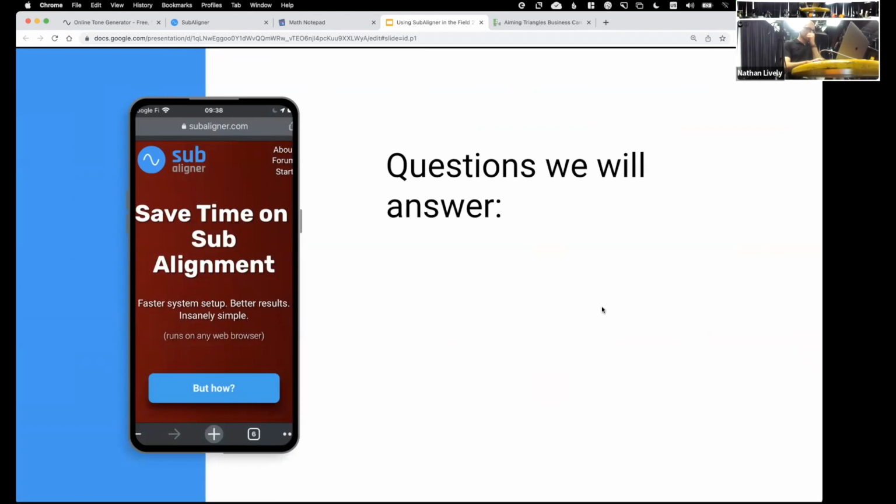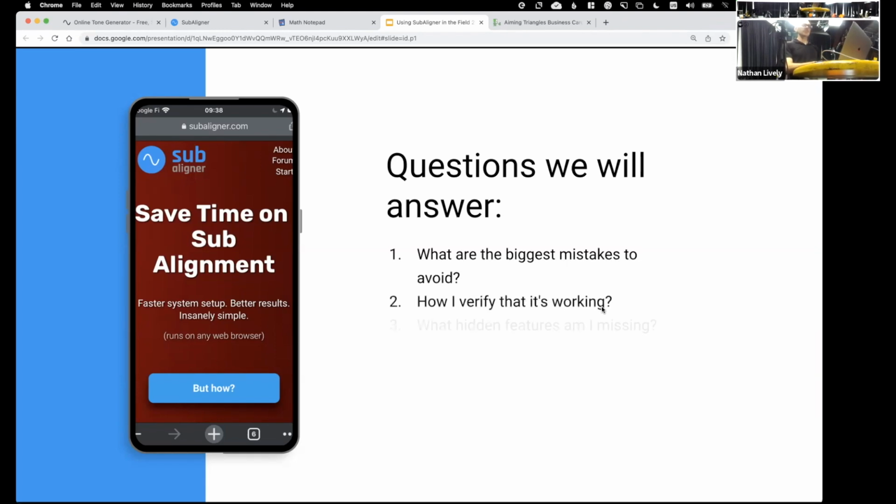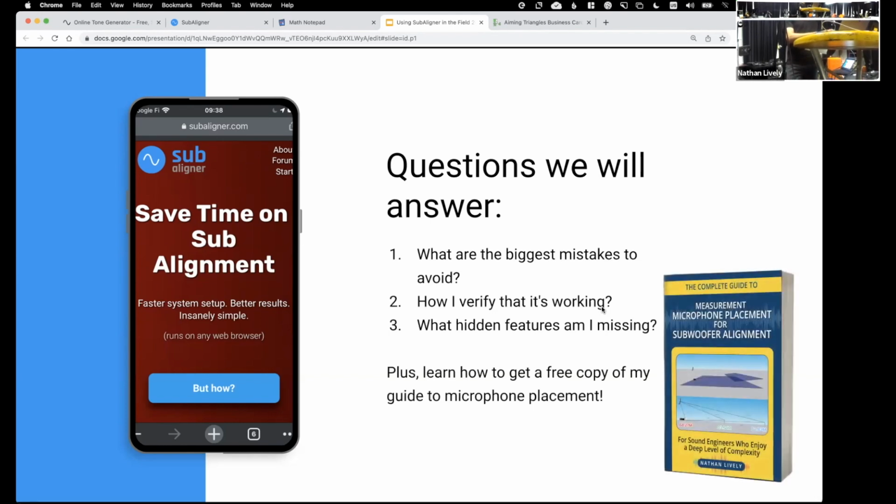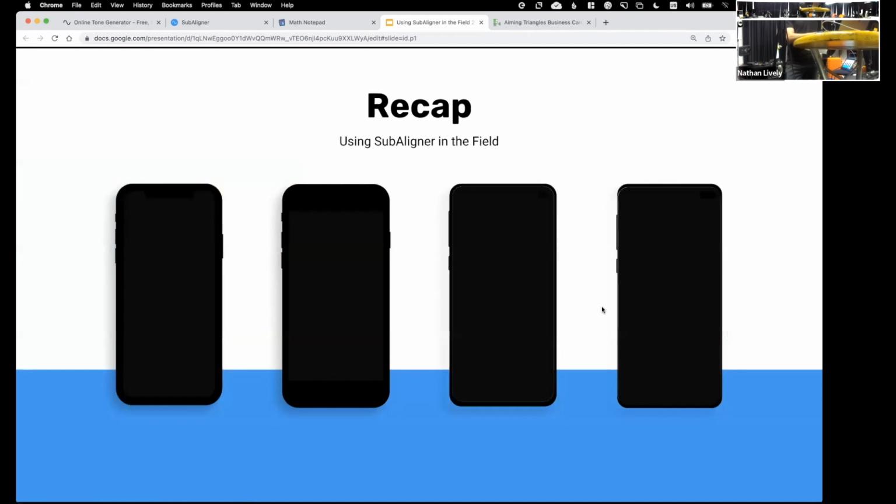There we go. So some of the focus questions today: what are the biggest mistakes to avoid? How do I verify that it's working? And hidden features, microphone placement. I'm going to give you the answers of where we're heading with this.